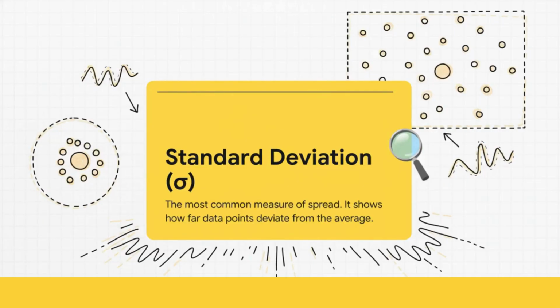Well, think of it like this. It's one number that tells you the typical distance that every data point is from the average. So a small standard deviation means all your data is clustered really tightly together. A big one means everything's much more spread out.